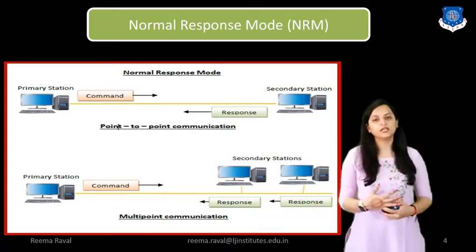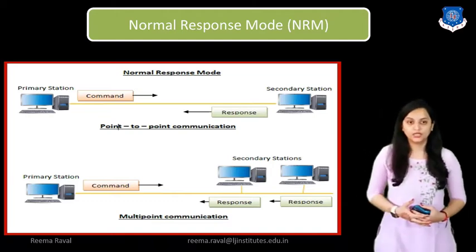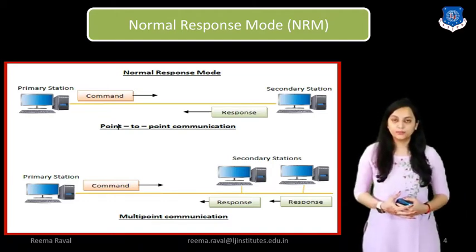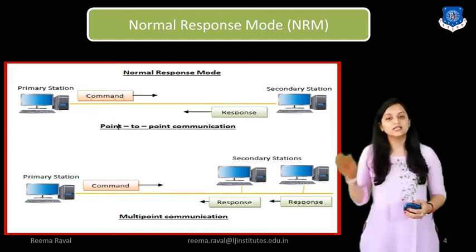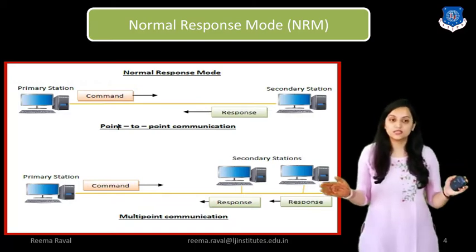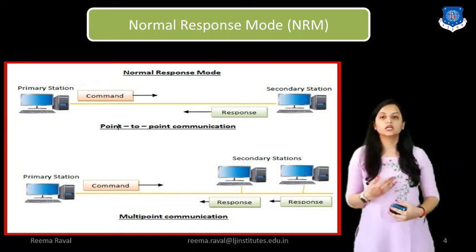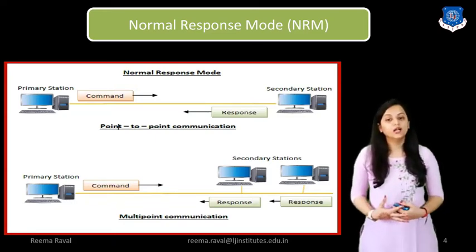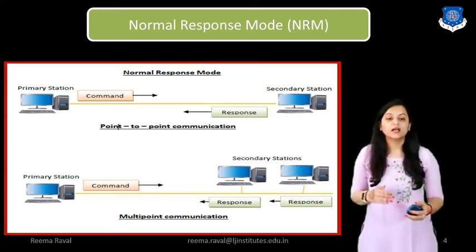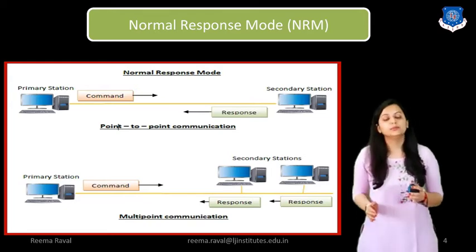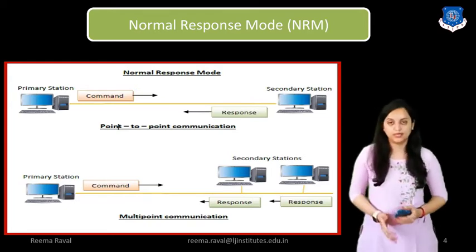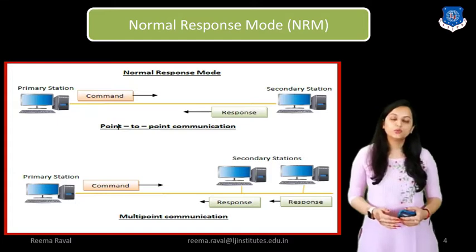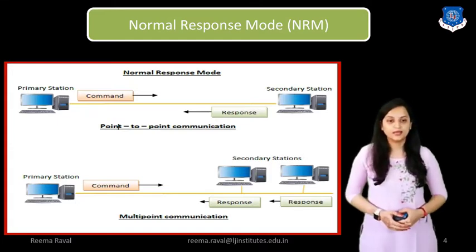Now what is point-to-point communication and what is multi-point communication? In point-to-point communication there is a single transmitter and a single receiver between which the communication or data transfer is to be done. And in multi-point communication, there are multiple stations or multiple users in the particular network. So we are going to consider these two cases for NRM.